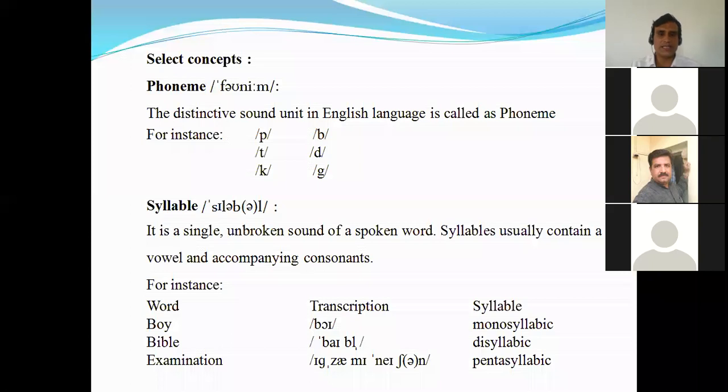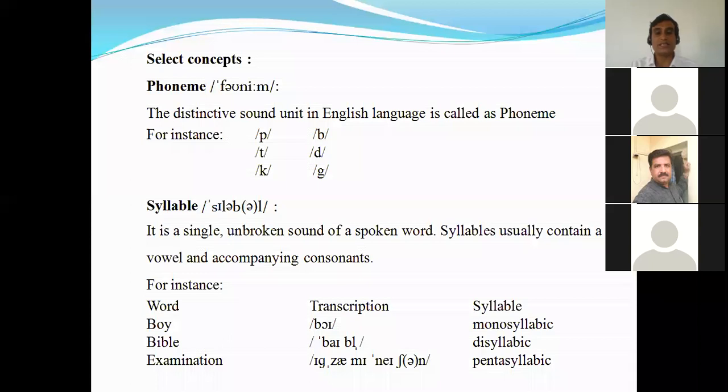For example, let's see the word boy, b and oi. A diphthong and a consonant come together to form a syllable. This is a monosyllabic word. Mono means single. So this is a monosyllable, boy. See the next word, Bible. There are two syllables, bai and bal. So this is a disyllabic word.